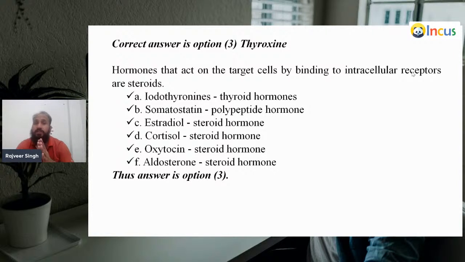But here with thyroxine, I would just like to add a message. Iodothyronines, thyroid hormones; somatostatin, polypeptide hormone; estradiol, steroid hormone; cortisol, steroid hormone; oxytocin, again steroid hormone; aldosterone, steroid hormone again. So the answer will be the third.